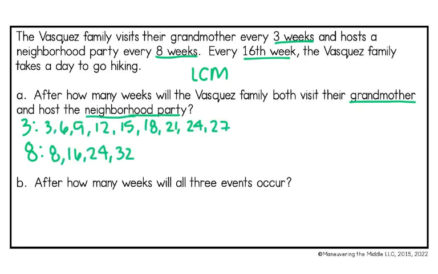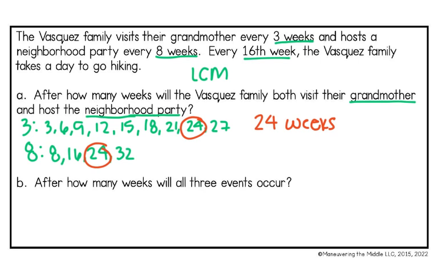So our multiples for 3, we have 3, 6, 9, 12, 15, 18, 21, 24, 27. For 8, we have 8, 16, 24, and 32. I could keep going, but I don't need to because when I'm looking at these numbers, I can already see which number they have in common, and that is 24. And that is the smallest number they have in common. So I know my answer is 24 weeks.